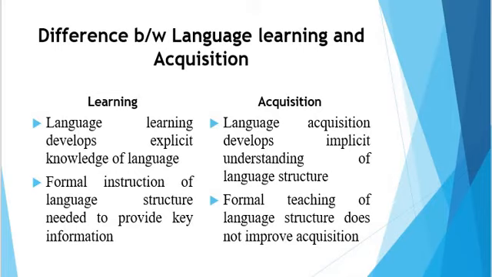The next characteristic of learning is that formal instruction of language structure is needed to provide key information. Without key information, it is impossible to learn something. If you talk about acquisition, formal teaching of language structure does not improve acquisition. Means simply you can acquire something without any instruction. So that is a little bit about the difference between language learning and language acquisition.